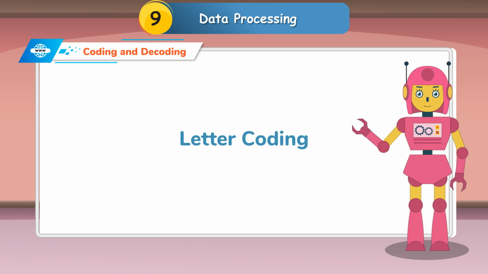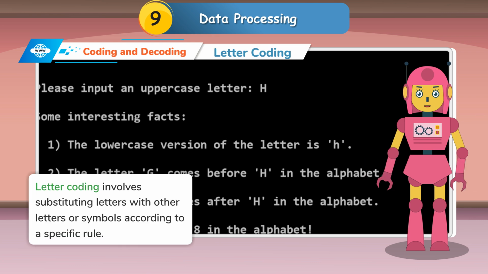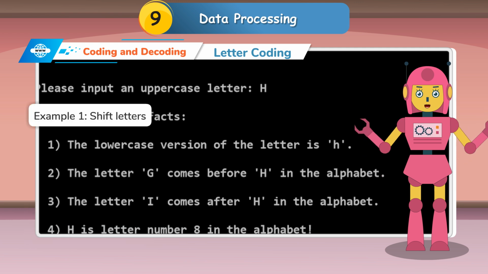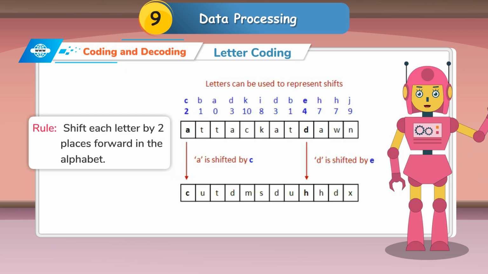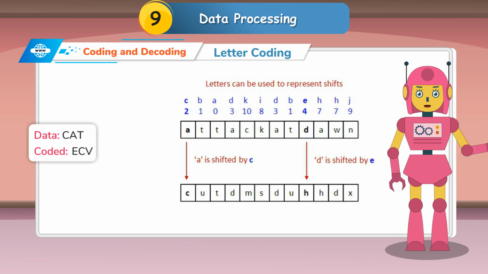Letter coding. Letter coding involves substituting letters with other letters or symbols according to a specific rule. Example 1. Shift letters. Rule: shift each letter by 2 places forward in the alphabet. Data: cat. Coded: ECV.